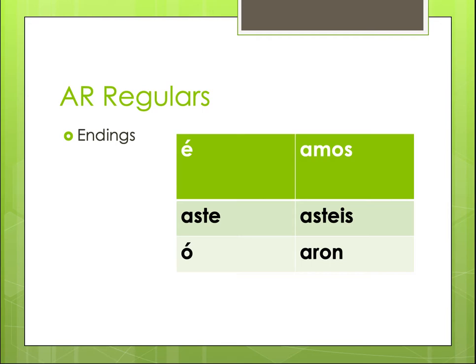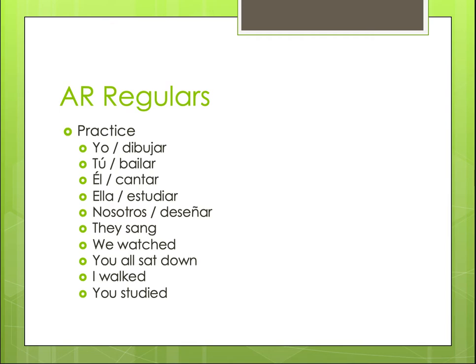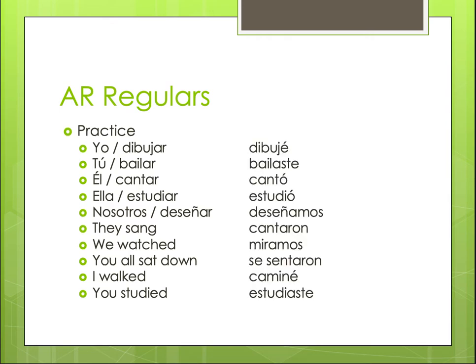So let's say it was amar. It would be yo amé, tú amaste, él or ella amó, nosotros amamos, vosotros amasteis, and ellos or ellas amaron. If you want to do some practice, you can pause. I'm going to show you the answers. If you want to look them over, go ahead and pause.